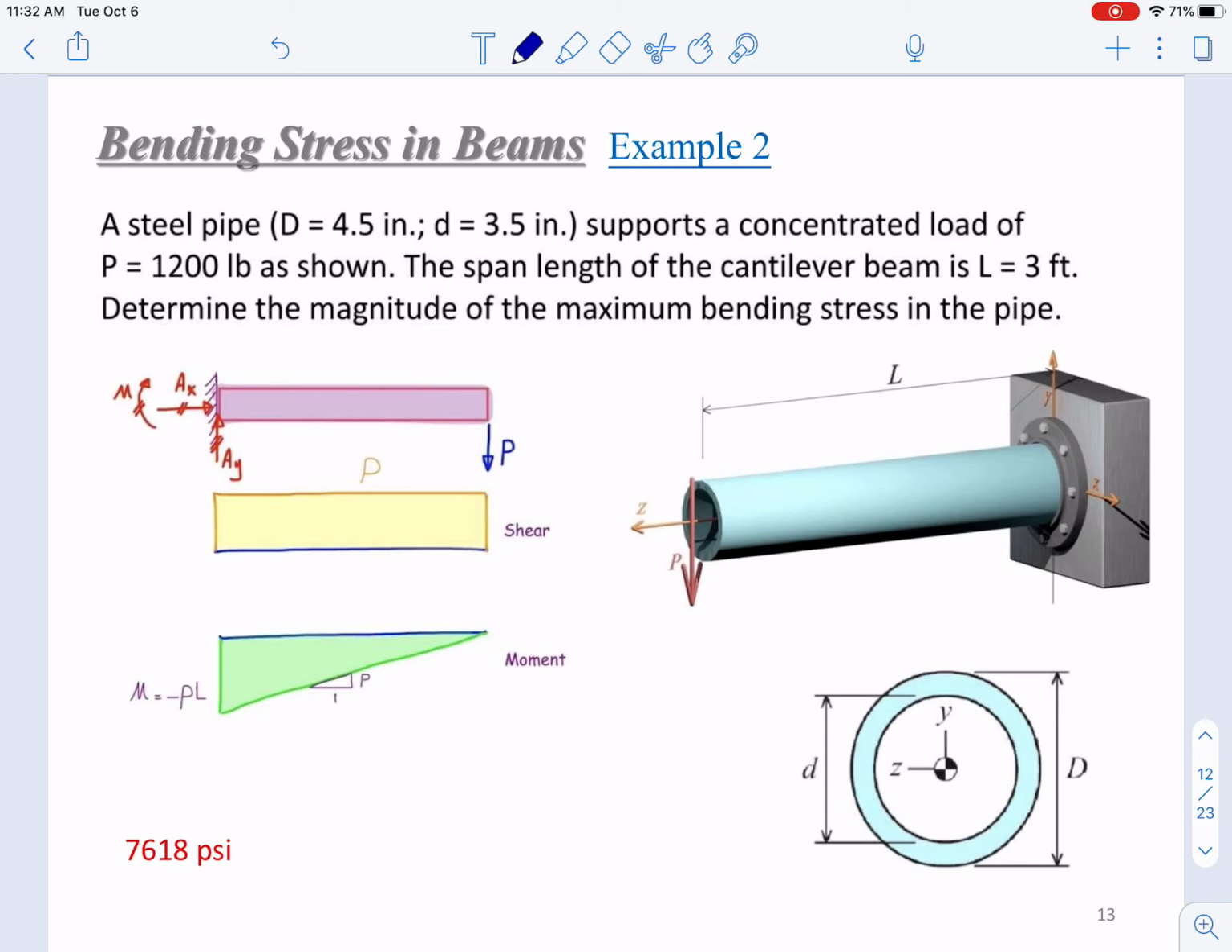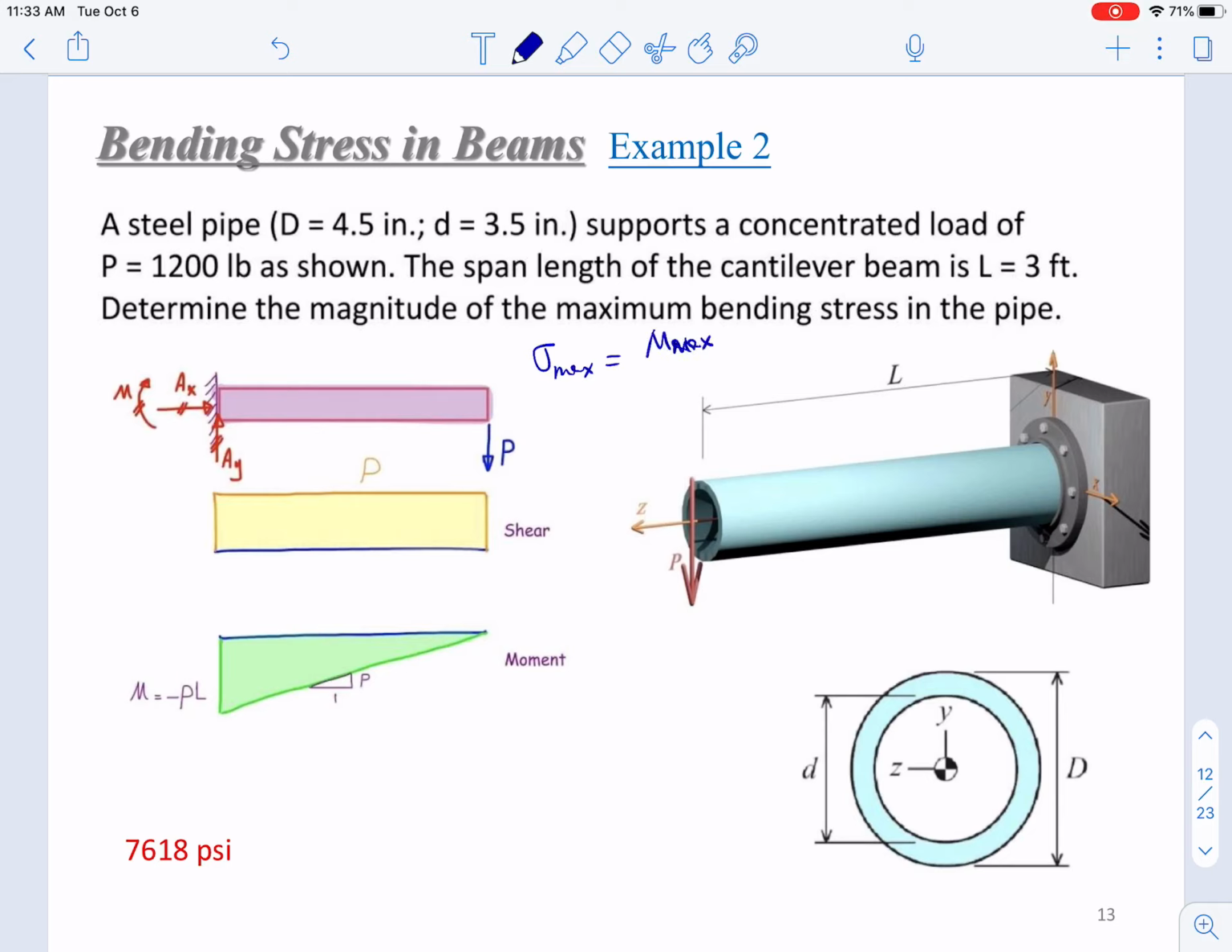Okay, then in this example, we're determining the global maximum values of the bending stress. So it's not a specific point as in example 1. This will be a very typical example for us to practice our algorithm, the 3 steps. But in the final step, we will just calculate the maximum bending stress.